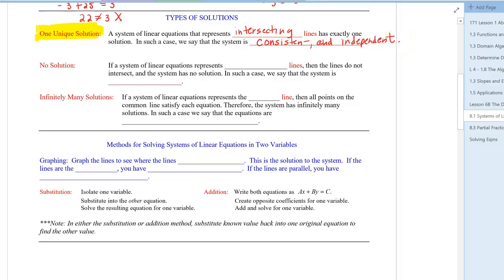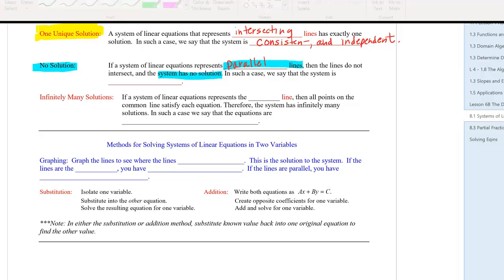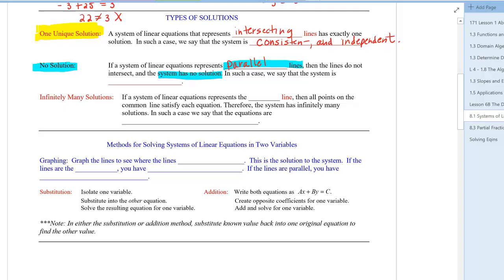Sometimes, though, if a system of linear equations represents parallel lines, then the lines do not intersect, and the system has no solution. In such a case, we say that the system is inconsistent.